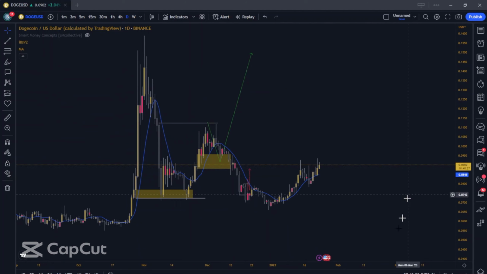Dogecoin, just want to see what it's doing. Literally, that's it.